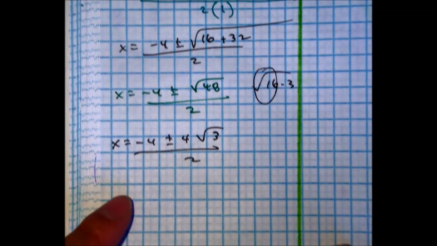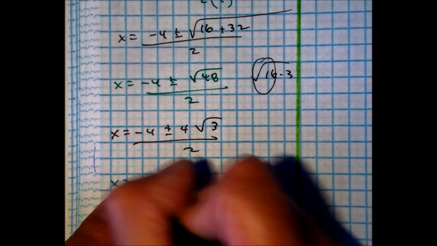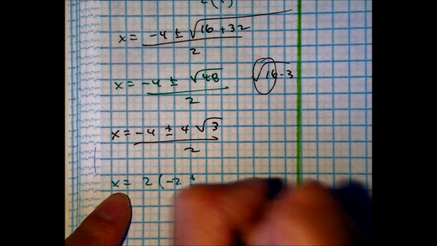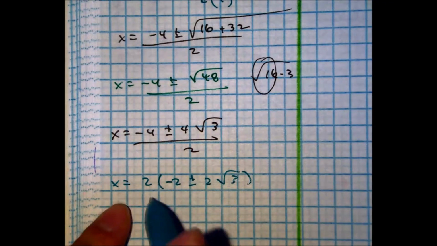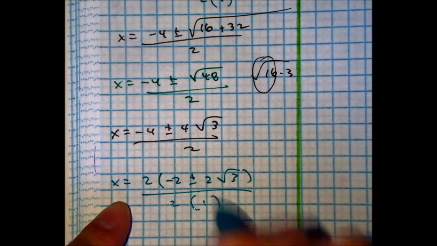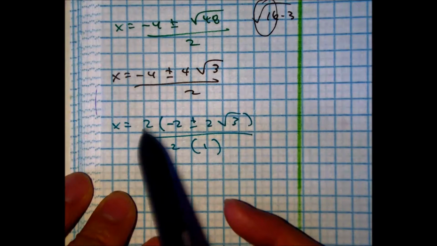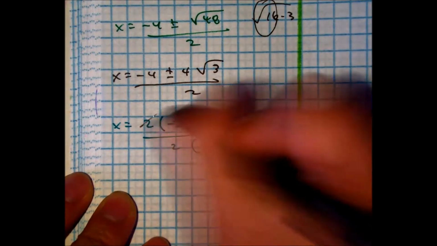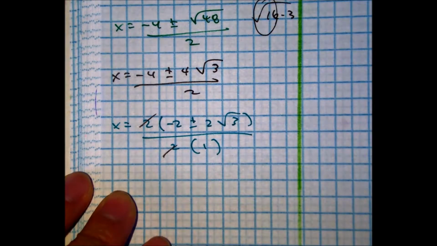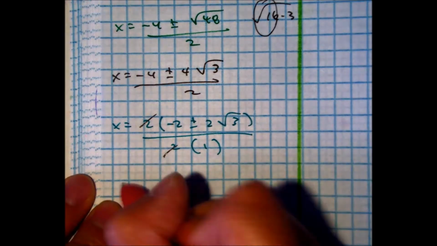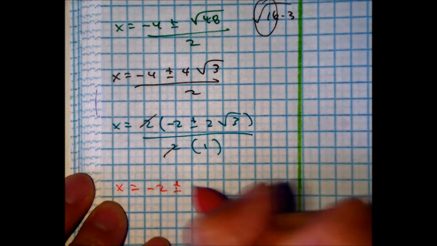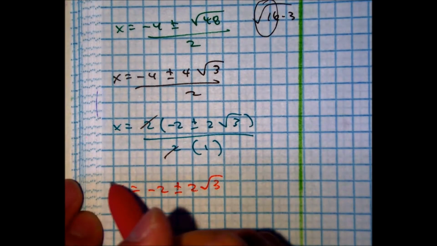I'm going to factor out a 2 now. And if I factor out a 2 there, remember you can always distribute. 2 times negative 2 is negative 4. 2 times 2 is 4. I'm going to cancel those 2's. My answer is x equals negative 2 plus or minus 2 radical 3.